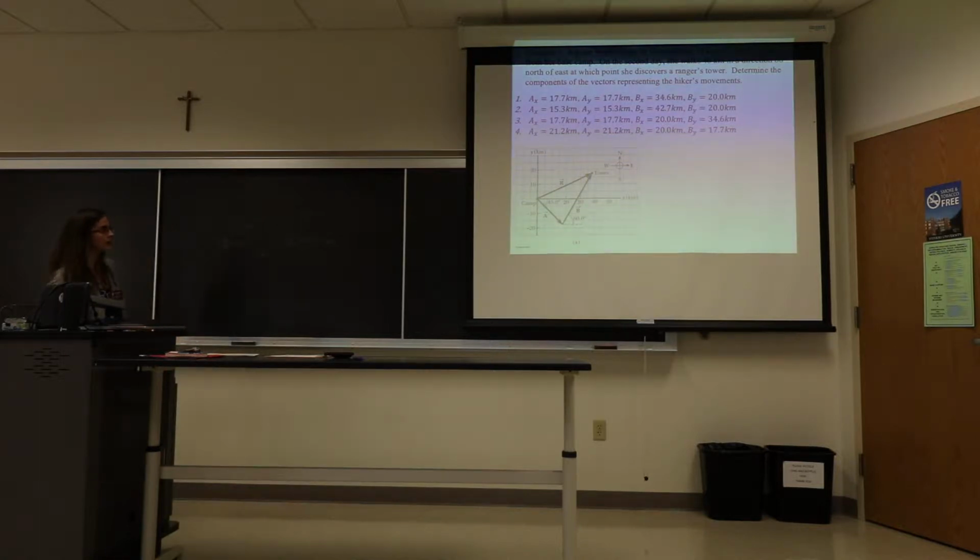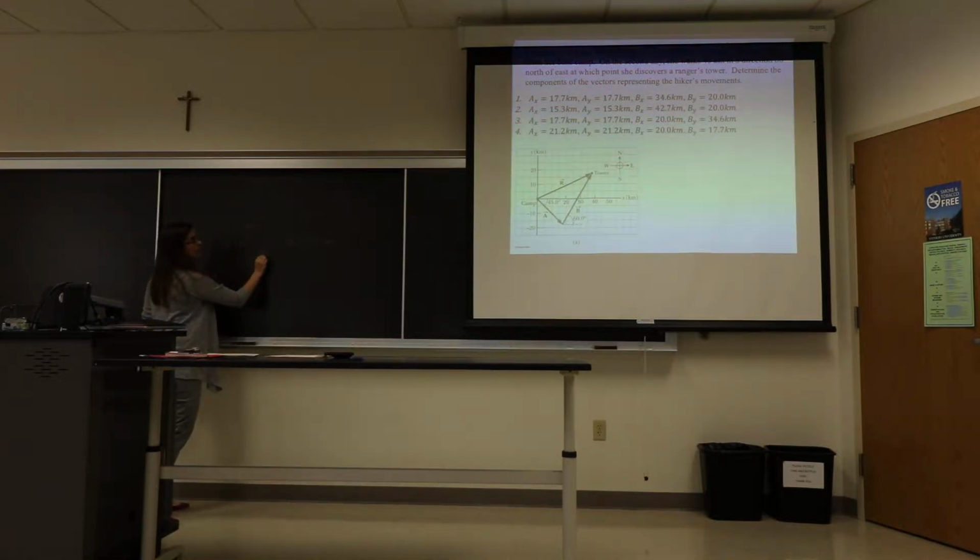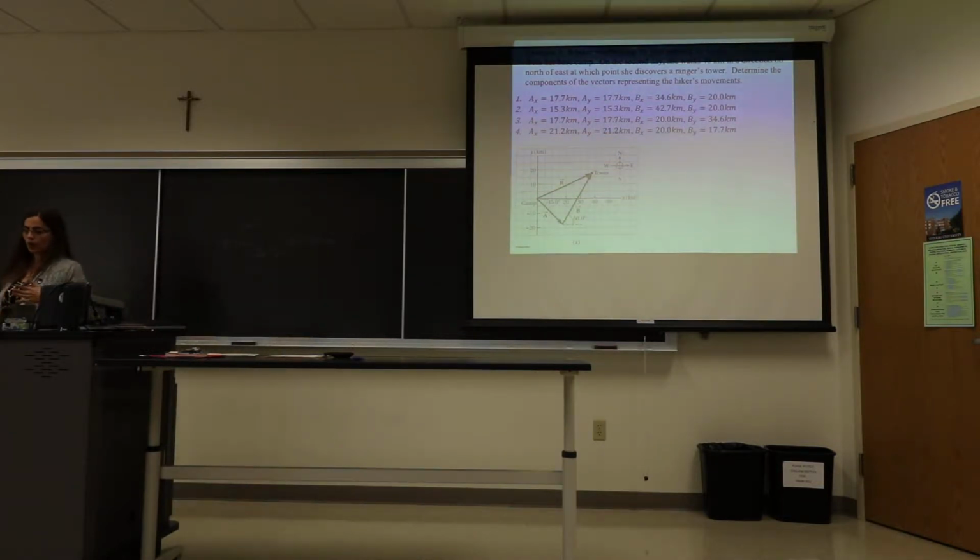An angle of 45 degrees, and then she makes a turn of 60 degrees. I want to know what are the components, or the little shadows onto the x and y axes for these two vectors.